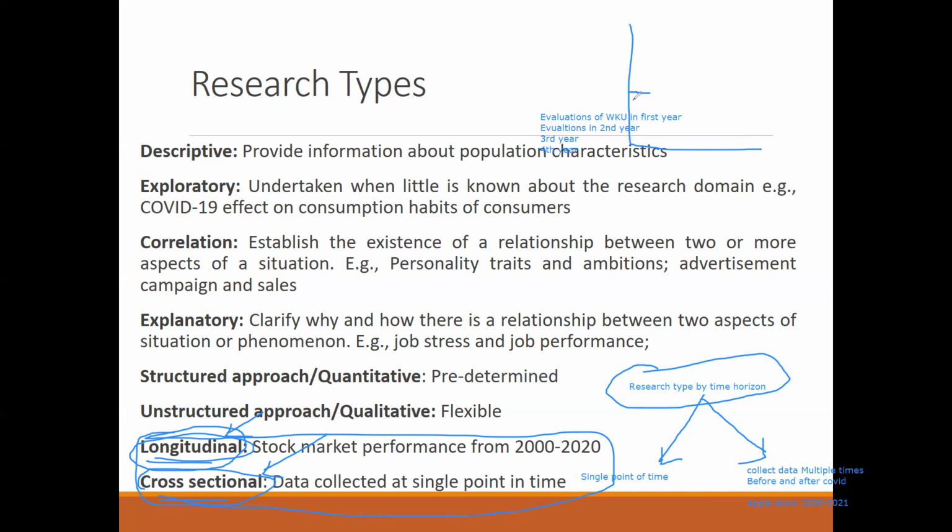In the second year, you have low evaluations. In the third year, low evaluations. In the fourth year, very low evaluations. But some people in the first year have average evaluations, second year average, third year average, fourth year average. And for some people, it might be like this. So this is longitudinal research: how student perception of the university has changed over a span of 4 years.